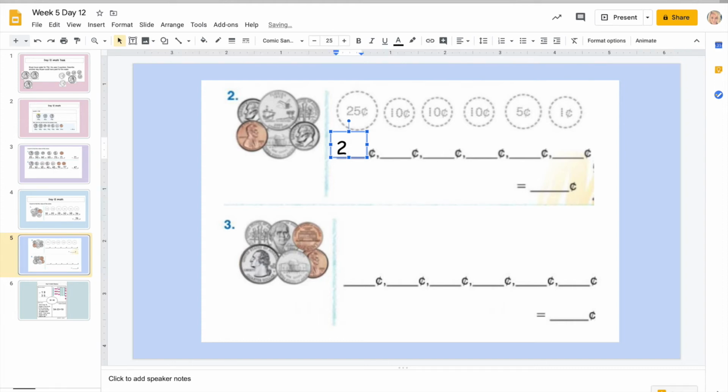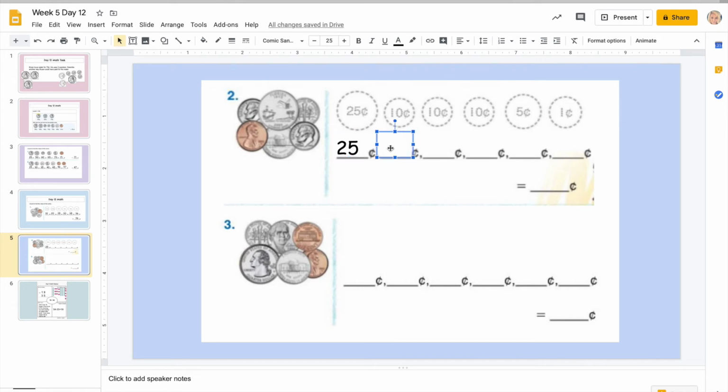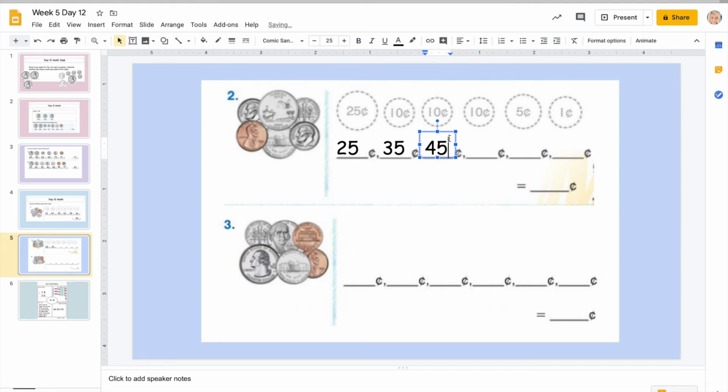Starting with the coins with the highest value, we have our quarter, which is worth 25 cents. And then we have a dime, it's going to increase by 10. So 10 more than 25 is 35. Moving on to the next one, it is worth 10 cents. So we are increasing by 10 again. 35 plus 10 is 45.